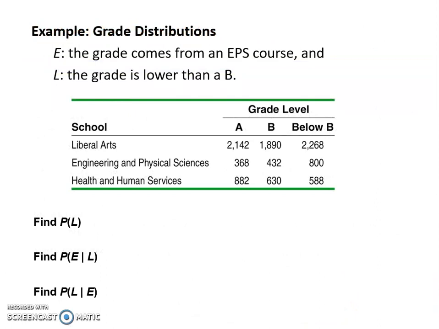So this example comes from a university, and we're looking at the grades that we've received. And so we can see that we have the different schools within the university printed here, and then the grade level is up here. So this is our 2-way table, okay? Now, what we're going to need to do to find these probabilities, right? We're letting E represent the event that the grade comes from an engineering and physical sciences course, and then we're letting event L represent the grade is lower than a B, okay?